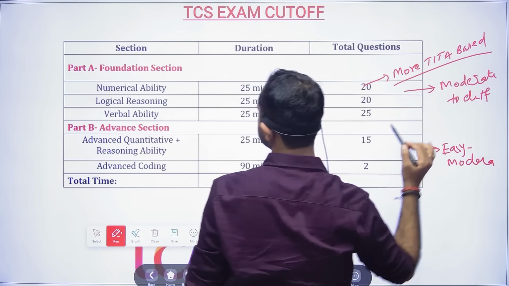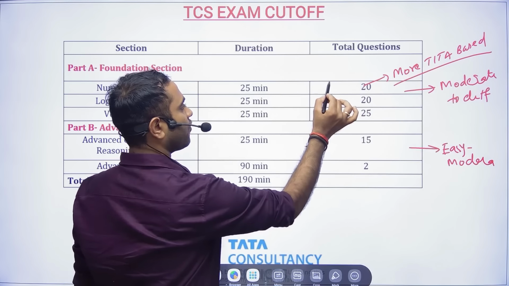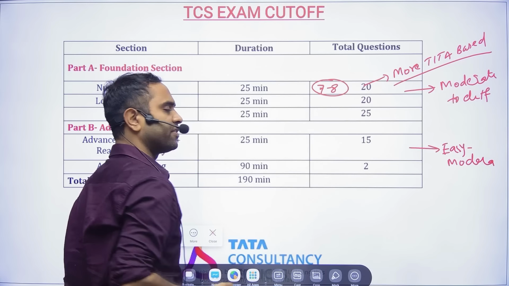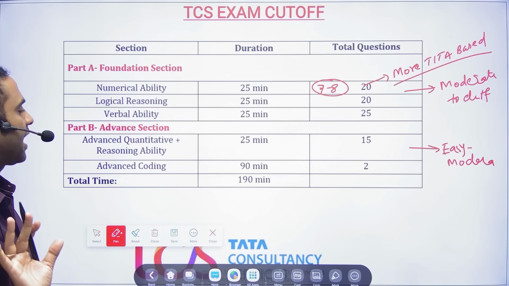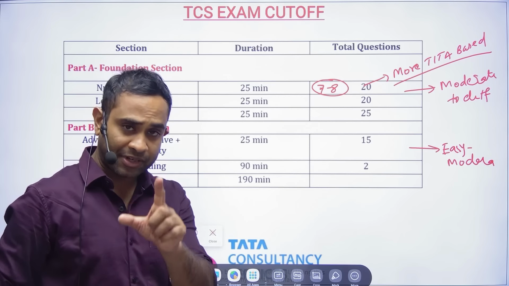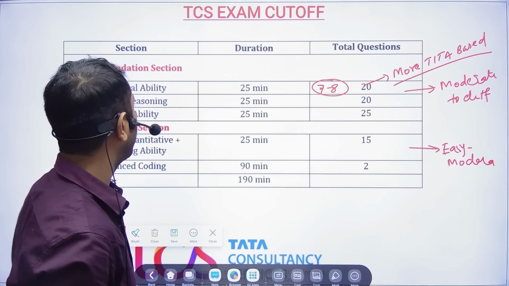So here you can think the cutoff will be around 7 to 8, not more than that. If you are doing 7 to 8 questions, that is the max. You do not have to solve all 20 questions, 15 questions, 16 questions, because remember, if the question is tough, it is tough for everyone.